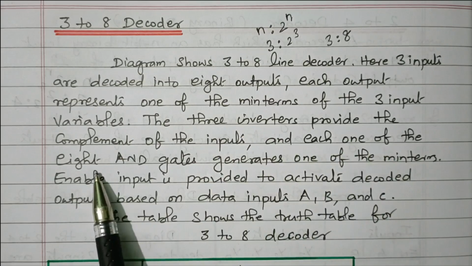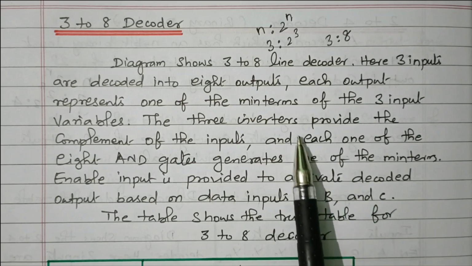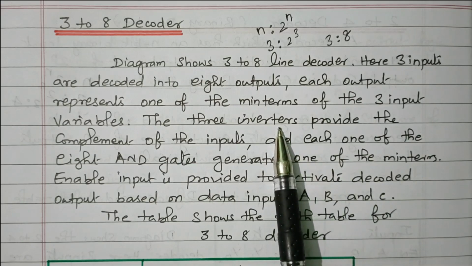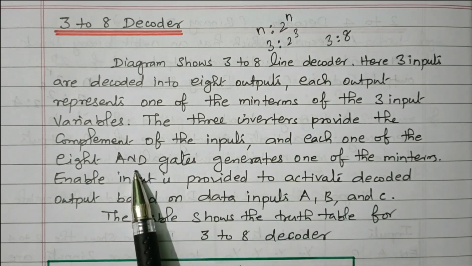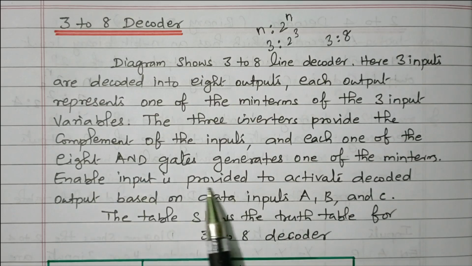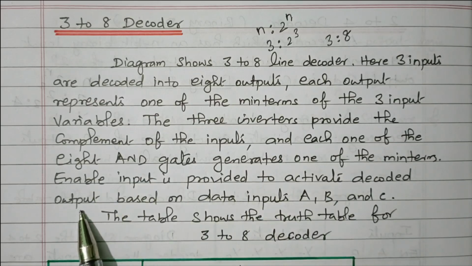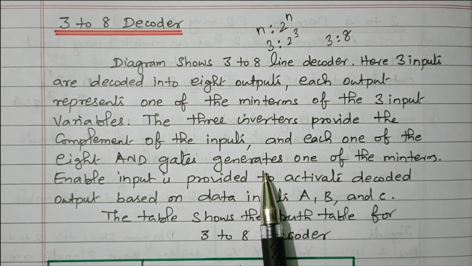Each one of the 8 AND gates generates one of the minterms. We are using 8 AND gates, right? These inverters are used to provide A bar, B bar, C bar. Then finally, because of 8 outputs, we are using 8 AND gates. The enable input is provided to activate the decoded output based on the input data ABC. So the enable input is also connected to the AND gate.